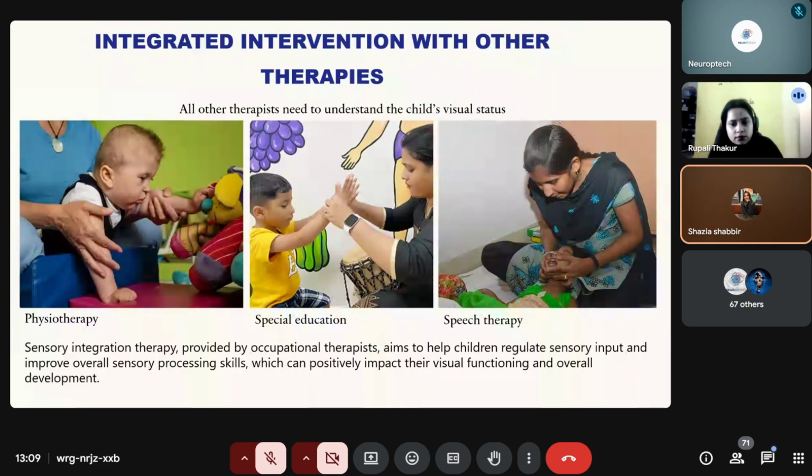Can you please repeat your question? Okay. If the CVI child is looking constantly in the downward gaze and whenever the child looks up, he or she closes his or her eyes, how do we approach such a case?